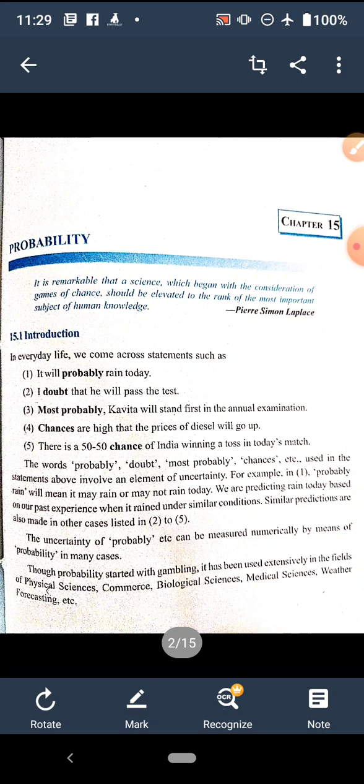Let's start the introduction part. In everyday life, we come across statements like "It will probably rain today." "I doubt that he will pass the test." "Most probably Kavita will stand first in annual examination." "Chances are high that the prices of diesel will go up." "There is a 50-50 chance of India winning a toss in today's match." So the words probably, doubt, most probably, chances, etc. used in the statements above involve an element of uncertainty. So wherever there is a possibility, it means that we are talking about probability.